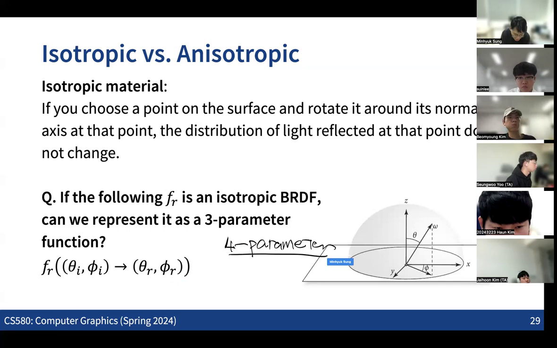But if we assume that we have an isotropic BRDF, then we don't need four parameters; actually three parameters suffice. Then how can we define this three-parameter function for the isotropic BRDF? With this definition of the spherical coordinates, theta indicates the elevation and phi indicates the azimuth, right?